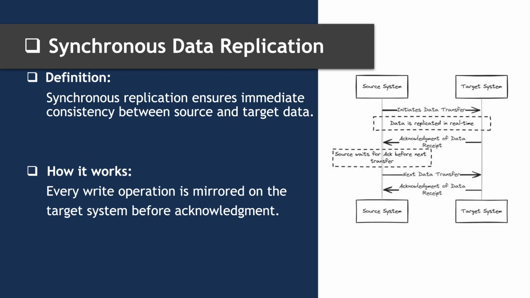Finally, this cycle of data transfer, replication, acknowledgement, and waiting repeats continuously, ensuring that data is synchronized between the source and target systems in real time. The key aspect of synchronous data replication is that the source system waits for the acknowledgement from the target system before sending the next data transfer. This ensures that data is consistently replicated and maintained across both systems, providing a high level of data integrity and availability.